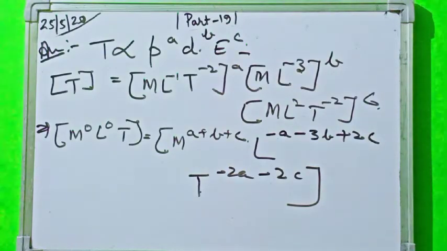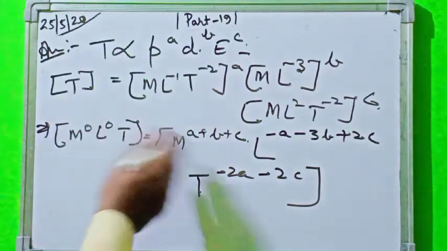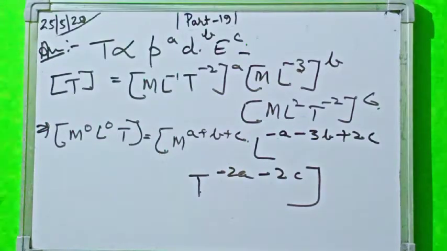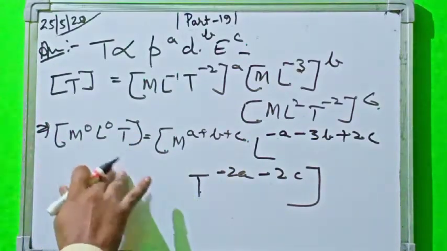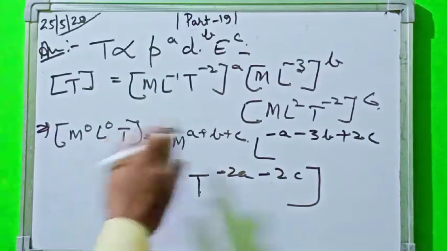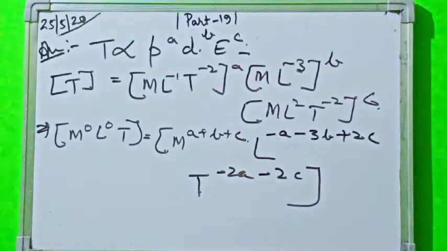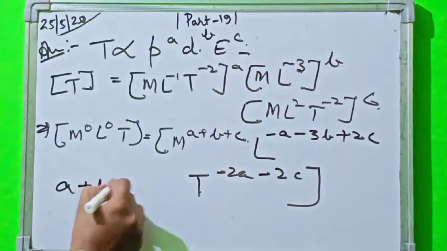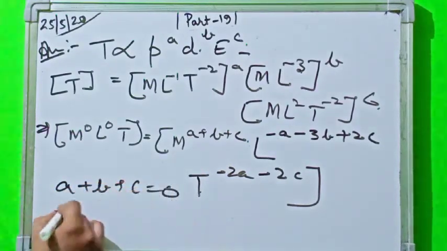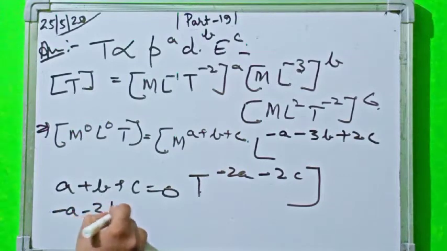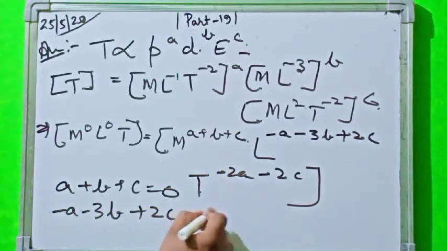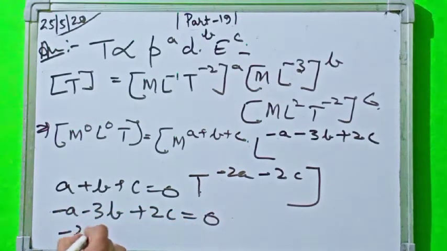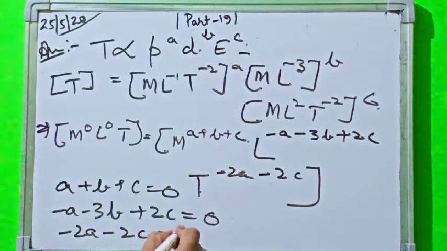On solving it, now by the principle of homogeneity the dimensions are equal. Since it is based on the principle of homogeneity, obviously the dimensions will be the same. So A plus B plus C is equal to 0, minus A minus 3B plus 2C is equal to 0, and minus 2A minus 2C is equal to 1. Now solving these equations for A, B, C.